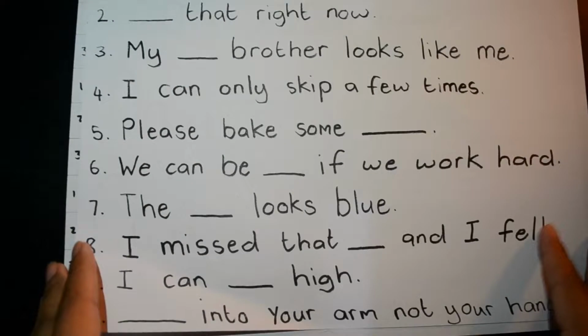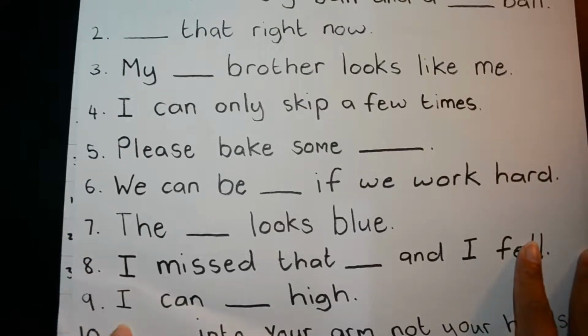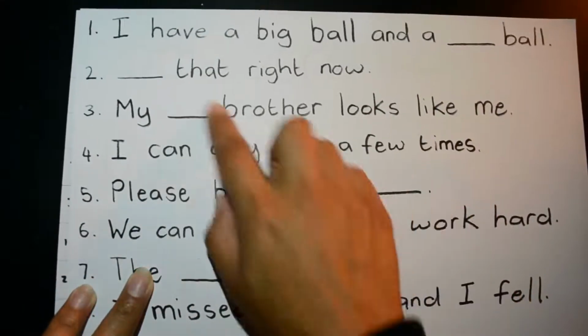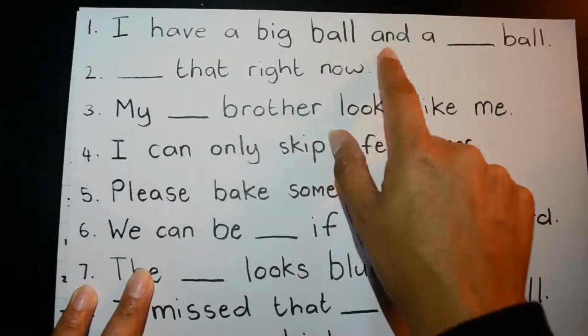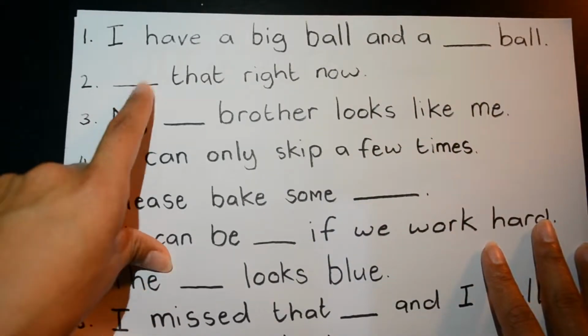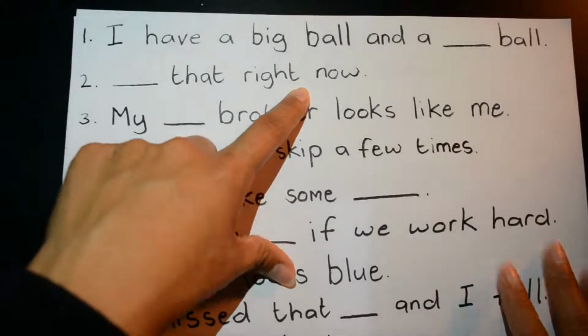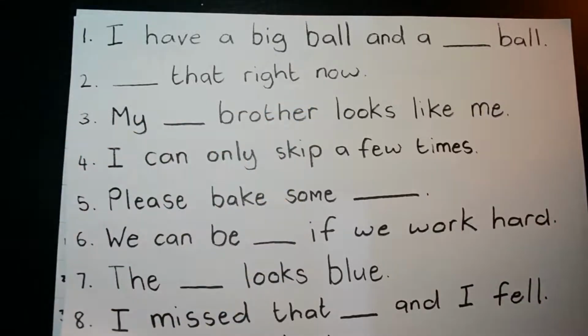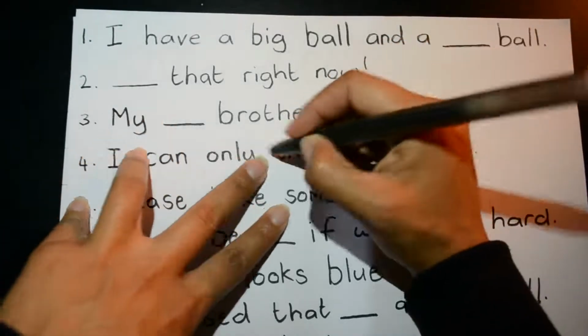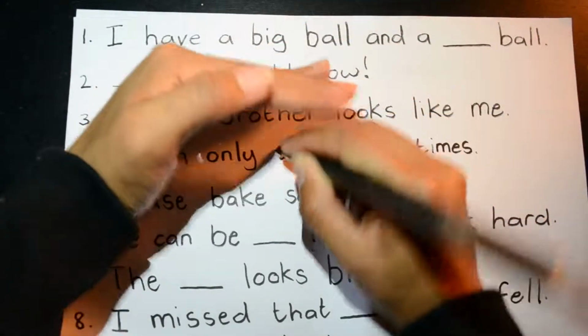Then we have these sentences where you must just fill in the missing word. Okay, so we have here number 1, I have a big ball and a small ball. That's actually supposed to be an exclamation mark.